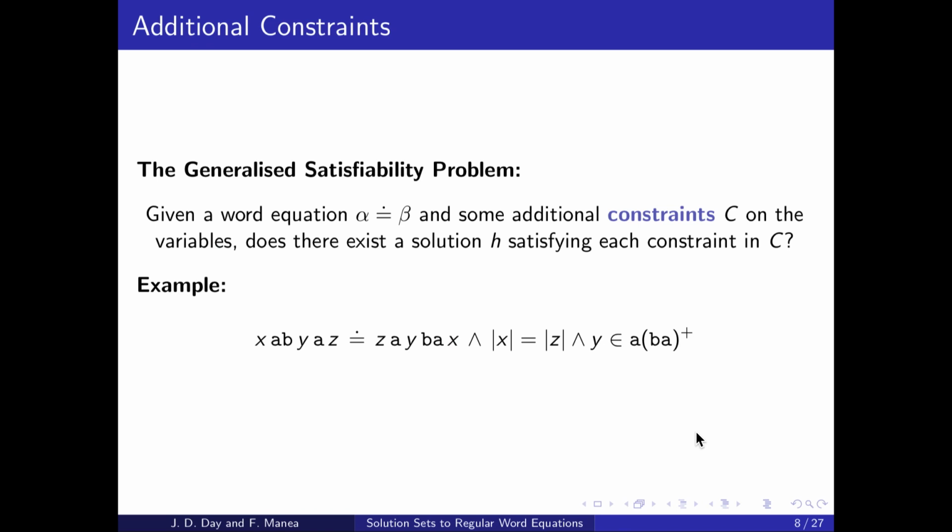So what's also interesting is to consider the generalized satisfiability problem, where you're given a word equation and some additional conditions or constraints on the solutions, and you want to know whether there exists a solution satisfying those constraints. As an example, you might have some word equations over the variables x, y, and z, and you want to know whether a solution exists such that the length of the image of x is equal to the length of the image of z, and additionally the variable y belongs to some regular language, for example.